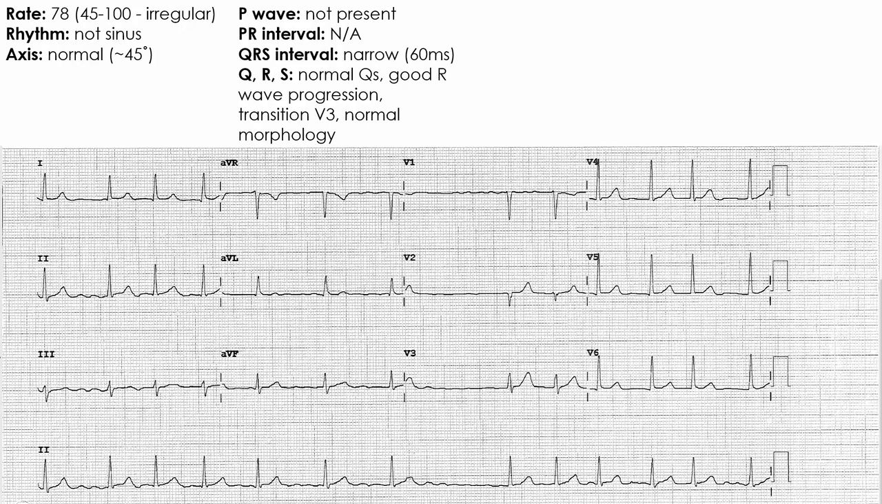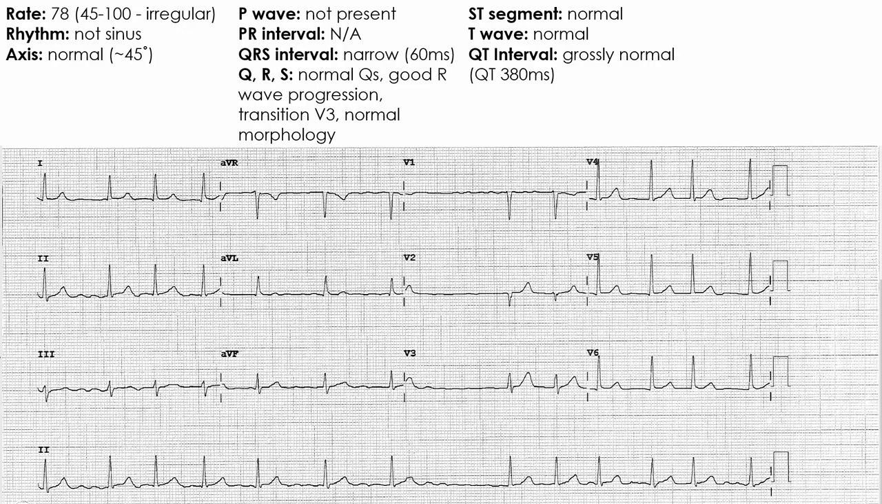The QRS complex is narrow. There are some Q waves, but they're all small, normal-looking Q waves. There's good R wave progression with a transition point in V3. The QRS complexes are normal in morphology. The ST segment's normal. The T wave's normal. The QT interval is grossly normal, and I've measured it at 380 milliseconds. So, interpretation, this is atrial fibrillation with a normal ventricular rate.